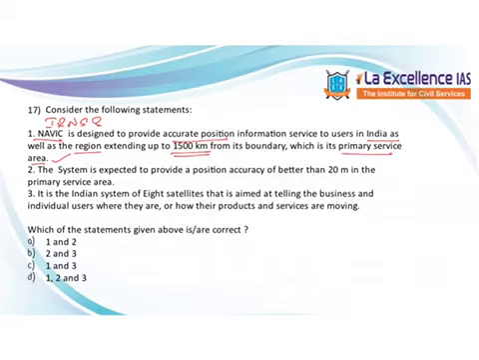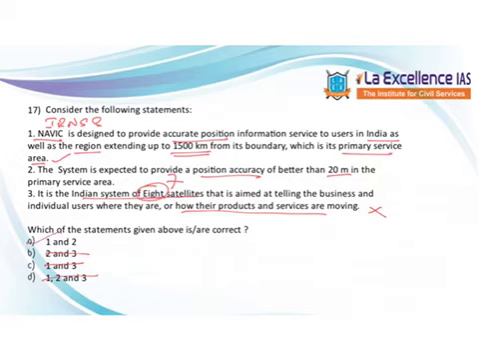Then, the system is expected to provide a position accuracy of better than 20 meters in the primary service area. It is an Indian system of 7 satellites that is aimed at telling business and individual users where they are and how their products and services are moving. Therefore, statement 3 is wrong because it is made up of 7 satellites. So when 3 is eliminated, the choice left is 1 and 2.